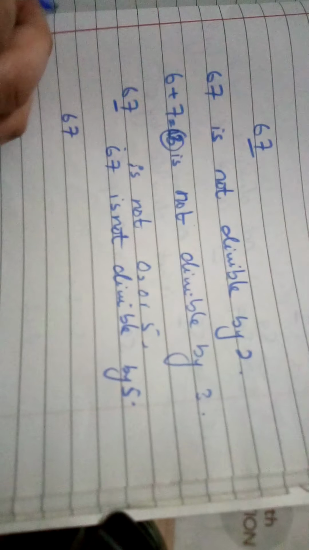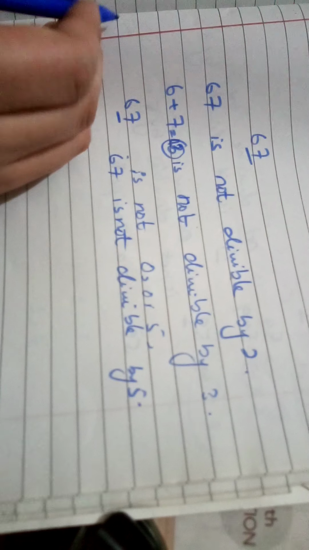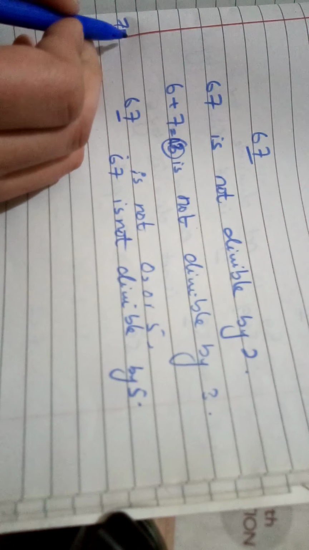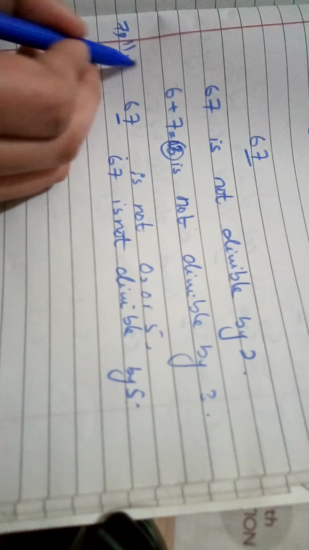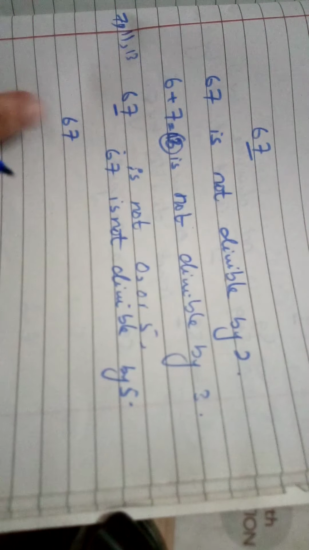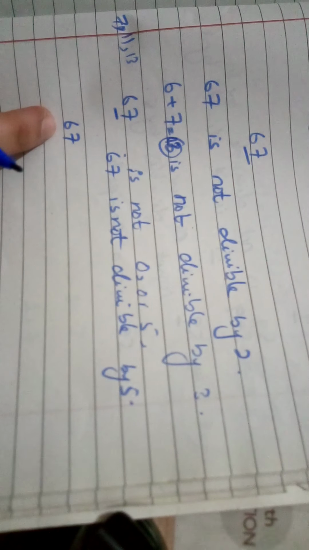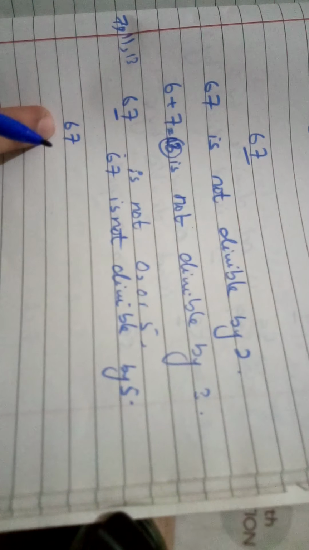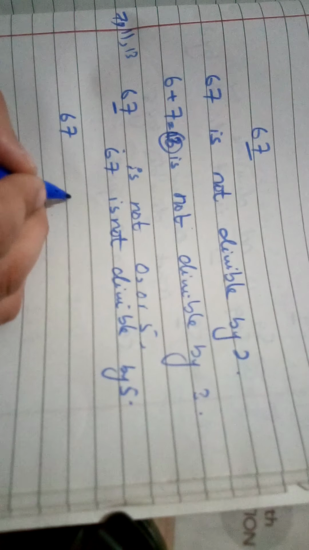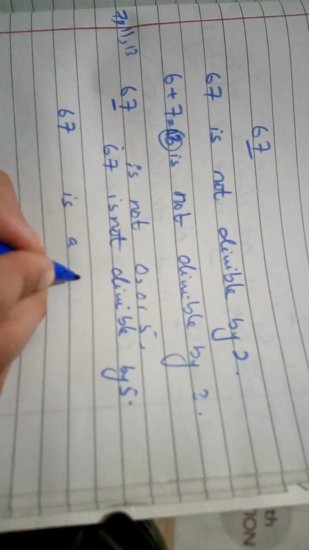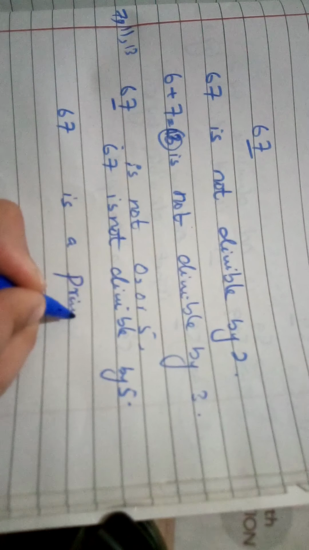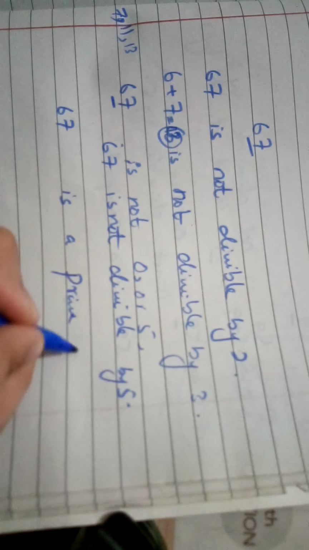What is the next prime number after 5? After 5 is 7. Then we have 11. Then 13. Now we check 67 divided by 7. Okay, if it were divisible, then definitely it would be a composite number. But as you know, 67 is not divided by 3, 7, 11, or 13. That means 67 is a prime number.